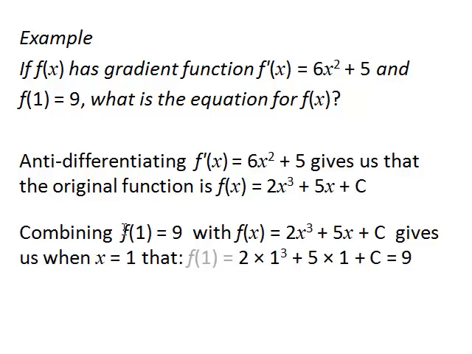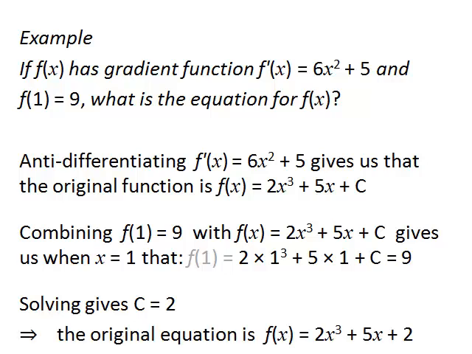But we're told that f of 1 is 9, and since we know from the anti-differentiation that the function is equal to that, we can combine them together. f of 1 is equal to 1 put into that expression, and it is equal to 9. We solve that, and that gives us that c is equal to 2. That doesn't answer the question. The question was, what was the original equation? So I put my c is equal to 2 into my anti-differentiated version, and that is my answer. I know it's right because if I differentiate that, I get 6x squared plus 5 as my gradient function, and if I put 1 into there, my answer is 9.